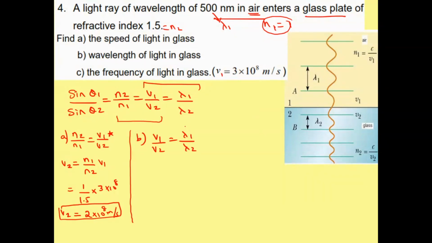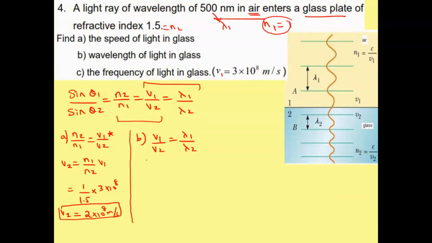So in the question, they already gave the value of lambda 1, which is 500 nanometer. And V1 is the speed of the light in the air medium, which is 3 multiplied by 10 power 8. And V2, we found the answer in the first part, so I'm going to take the answer from the first part and substitute the value in this equation.